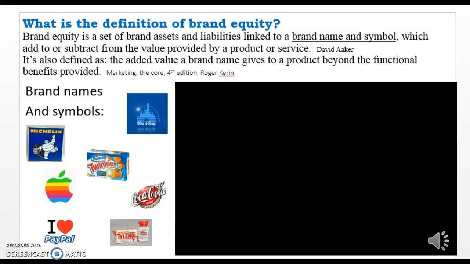But we'll go forward. Brand equity is a set of brand assets and liabilities linked to a brand name and symbol, which add to or subtract from the value provided by a product or service. That definition is given to us by David Aaker. Brand equity is also a concept that gives brand name importance to a company as well as added value beyond the functional benefit it provides.